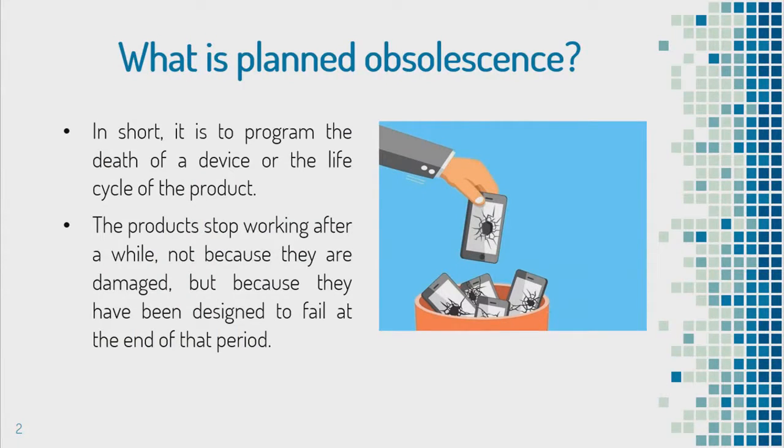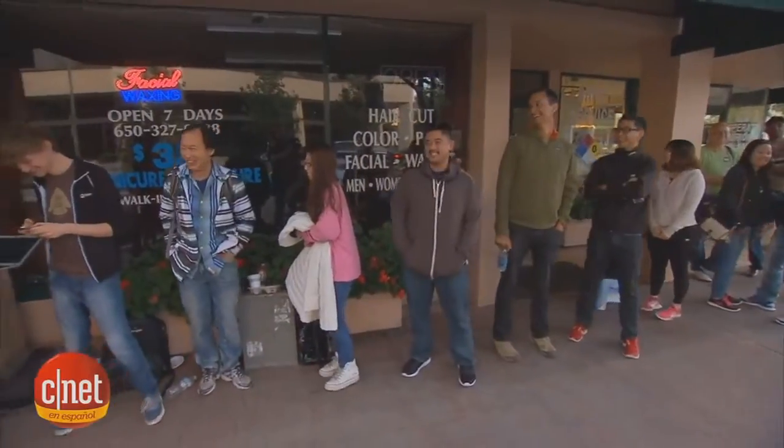Programmed obsolescence is when a product is deliberately designed to have a specific lifetime. This is usually a shorter life of the product before it is completely worn out. It can also be called planned obsolescence. In short, it is to program the death of a device, the life cycle of the product. The product stops working after a while, not because there is damage, but because it has been designed to fail at the end of that period.